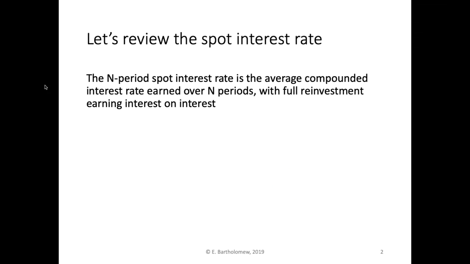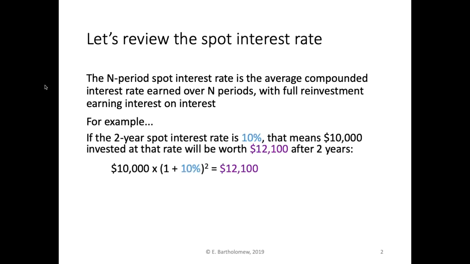So let's review the spot interest rate. The n-period spot interest rate is the average compounded interest rate earned over n periods with full reinvestment, earning interest on interest. So what exactly does that mean? Let's suppose we have a 2-year bond that pays a spot interest rate of 10%. That means $10,000 invested at that rate will be worth $12,100 after 2 years. So there are no intermediate cash flows. We've invested $10,000, earning 10%, and then we're earning 10% again. And that compounded rate will give us 12,100.